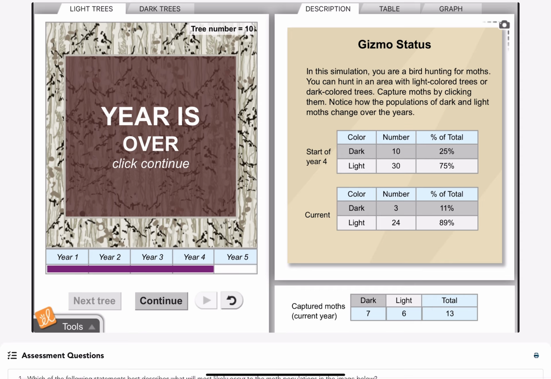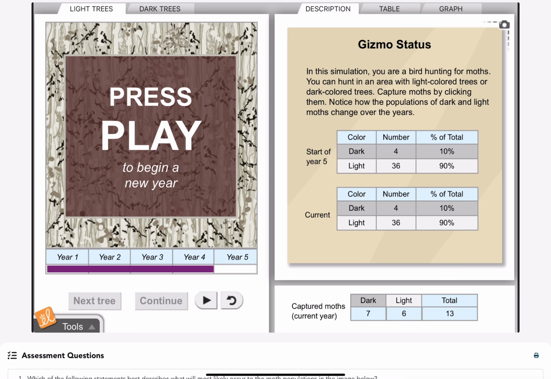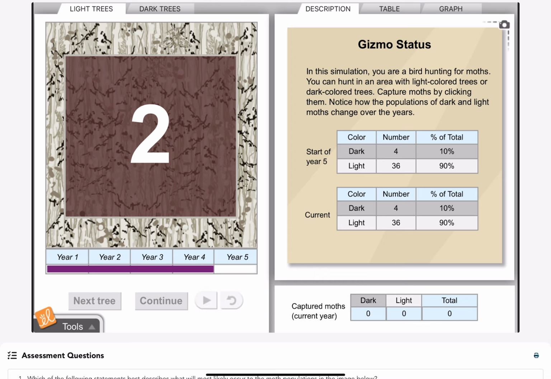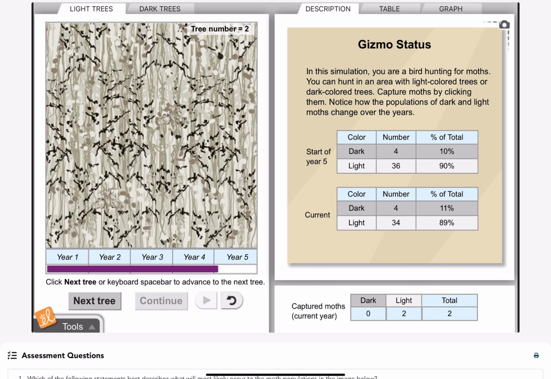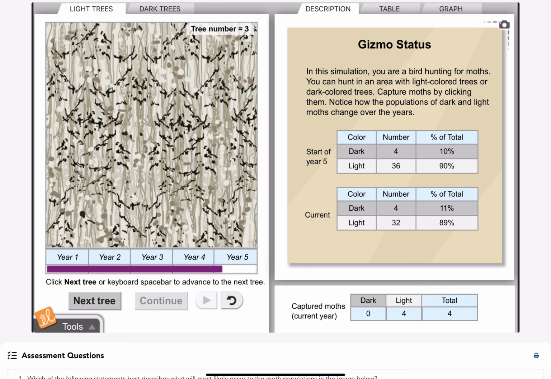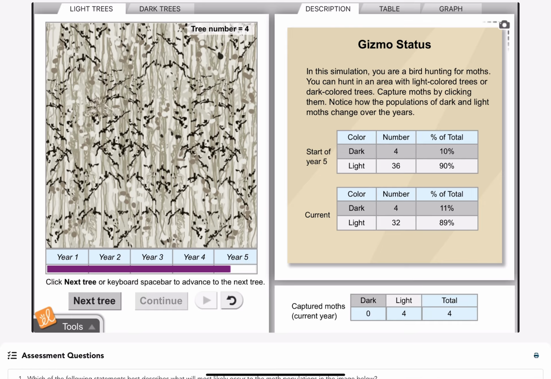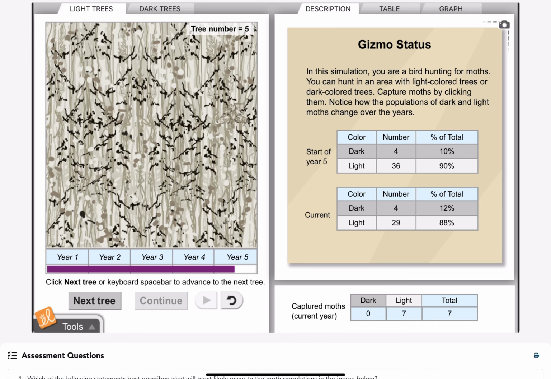This is again because the dark moths are so much easier to find on this white background, as you may notice if you play it yourself. Okay, so let's press play again and start another year. We start off with 4 and 36, so that's 10% and 90%. The population difference from 50-50 has dramatically changed. And so, okay, I can't really find them now. This is so much harder.